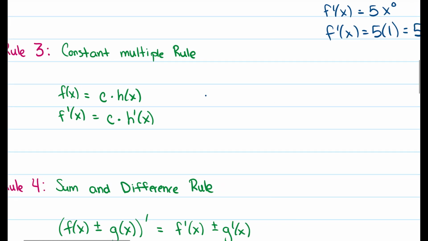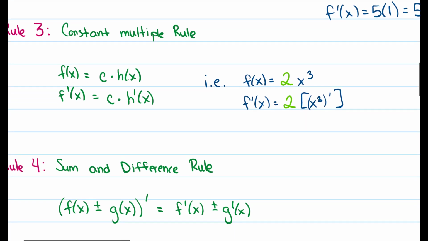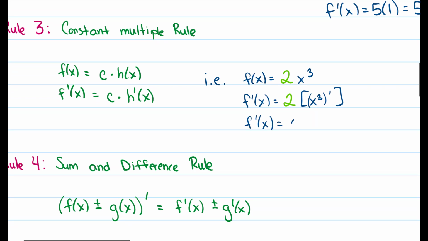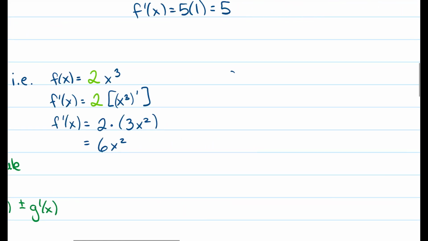So let's do an example of that. We have f of x is equal to 2 times x cubed. So then f prime of x, we just ignore the constant, it stays outside, and we just focus on the derivative of x cubed. So we have f prime of x is equal to 2 times 3x squared, which becomes 6x squared. So let's try another one. This is f of x is equal to 4x to the 6th plus 2x to the 10th.